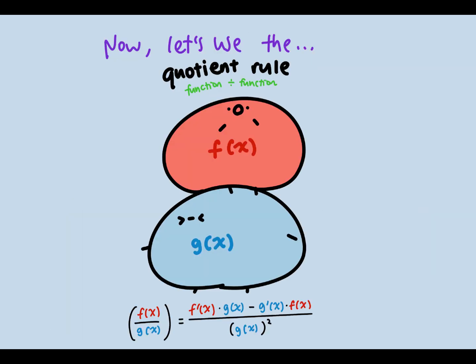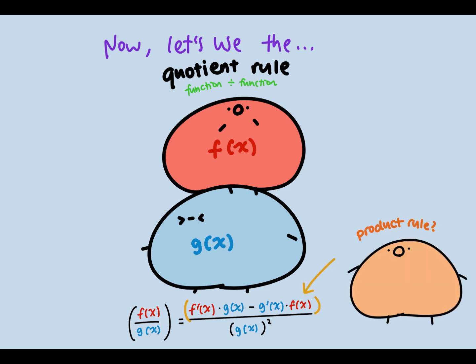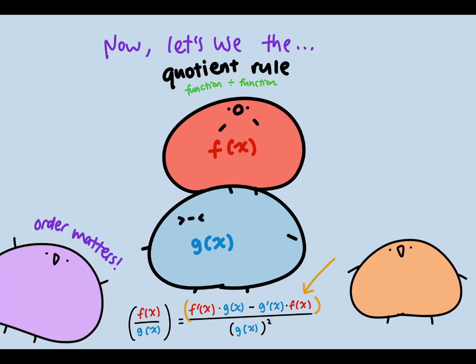Now we can look at the quotient rule, which we can use to find the derivative of a function divided by another function. Hey! The numerator here looks similar to the product rule. Yes, but note that it's a subtraction instead of an addition. And the order matters too: the derivative of the numerator function times the denominator function minus the opposite. And all of this is divided by the denominator function squared.